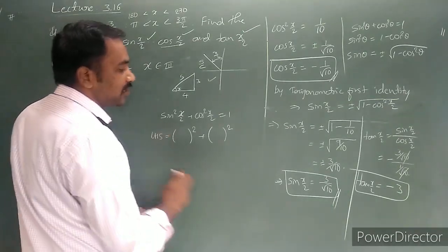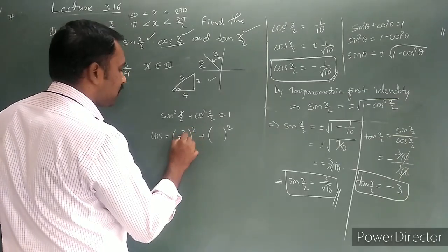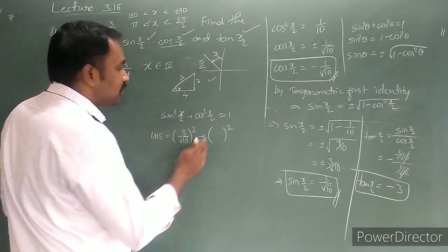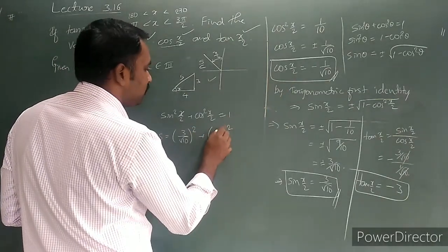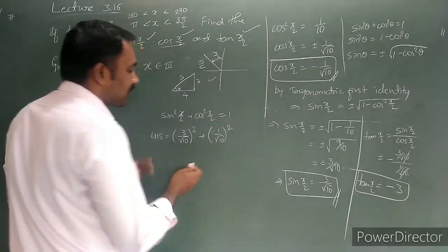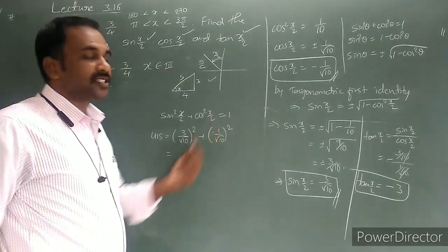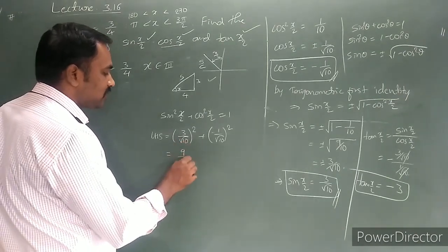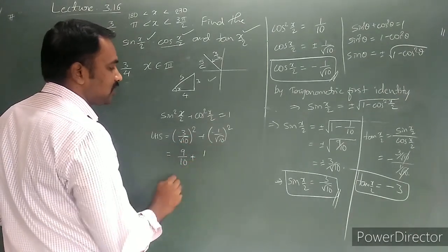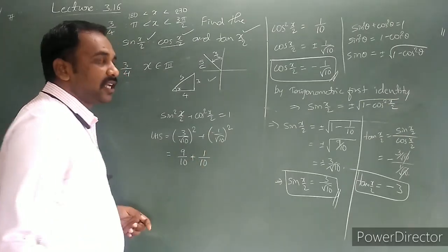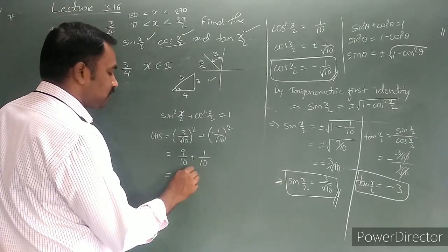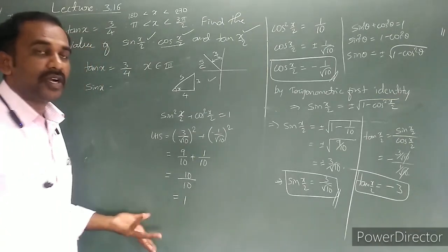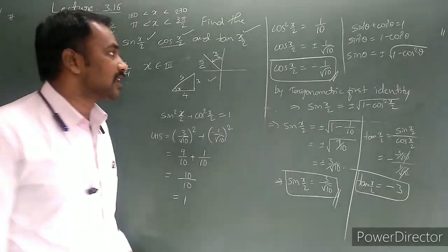Check it. What is the sin of x by 2? 3 divided by root 10. What is the cos of x by 2? Minus 1 divided by root 10. Simplify, we have to get 1. Check it. 3 square is 9, root 10 square is 10, plus minus 1 square is 1, root 10 square is 10. 10 is the LCM. 9 plus 1 is 10, 10 by 10 is 1. Yes, LHS is equal to RHS.